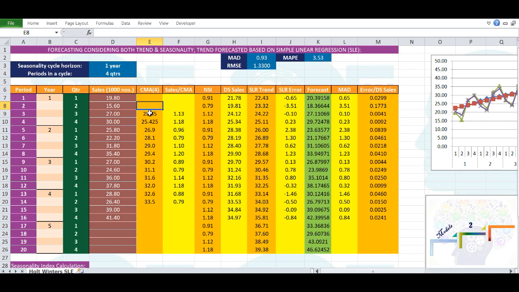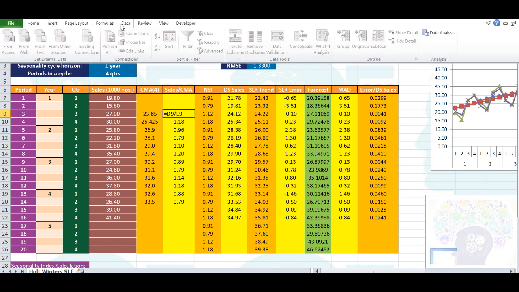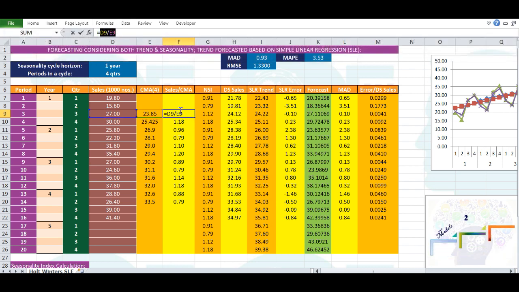In this next column, we take the ratio of the actual sales divided by the calculated CMA. This is because the CMA is a proxy for the level and trend, since the 4-period average essentially deseasonalizes or removes the seasonality from the data, seasonality having a cycle of 4. So, sales divided by CMA is sales without the seasonality. Hence, in the next step, when we proceed to take the ratio of actual sales divided by the calculated deseasonalized sales, we get the seasonality index.